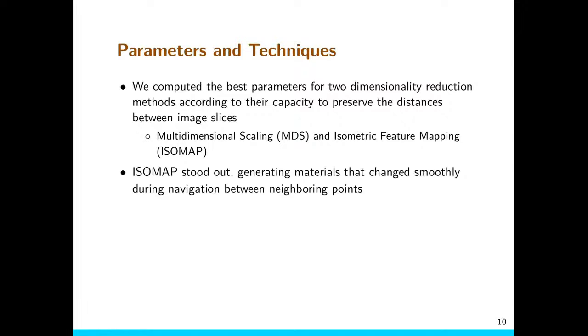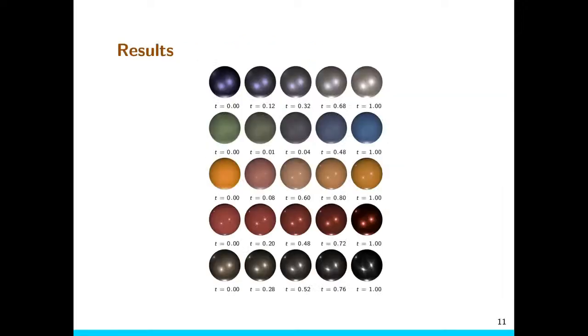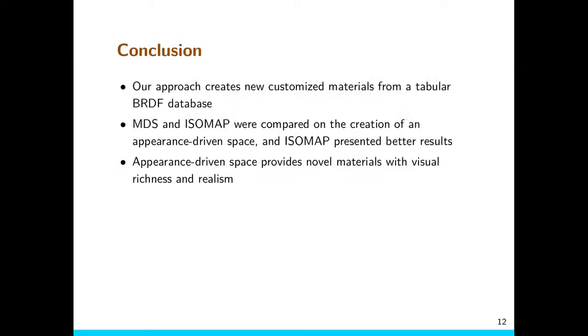Isomap stands out by generating materials that change smoothly during navigation between neighboring points. This is the result from our pipeline using isomap. In each row, the first column represents the first control point and the last column represents the second control point. Materials between these control points are the new materials created. For more detail about this result, please refer to our work.